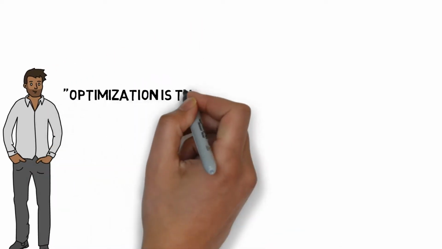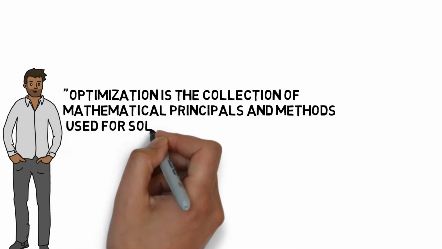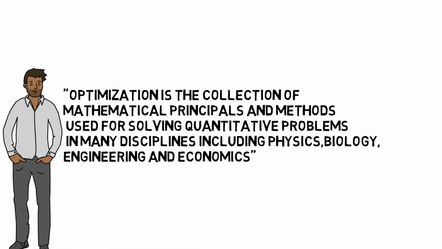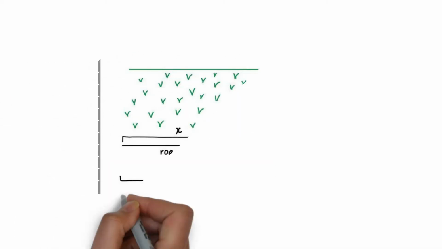Optimization is the collection of mathematical principles and methods used for solving quantitative problems in many disciplines including physics, biology, engineering, and economics. This picture shows a rough sketch of what we will be talking about in this video.